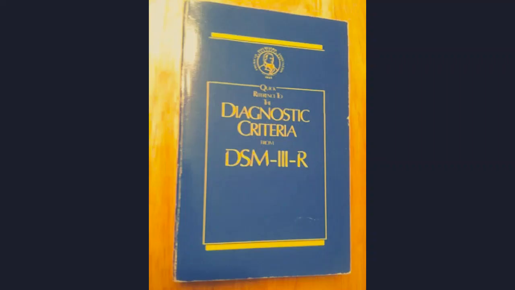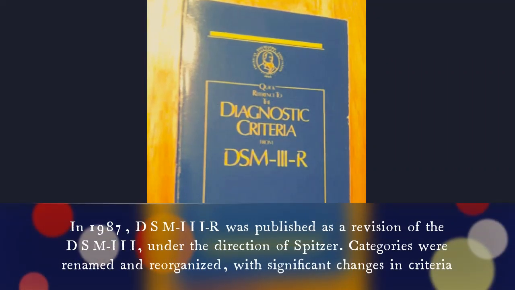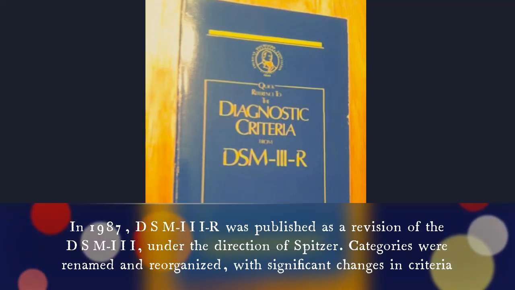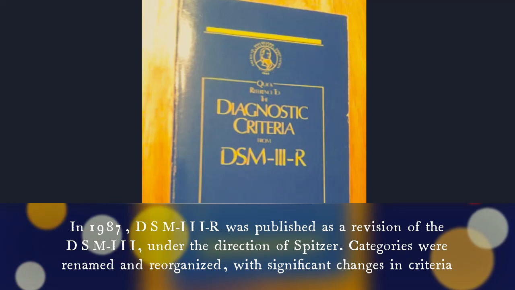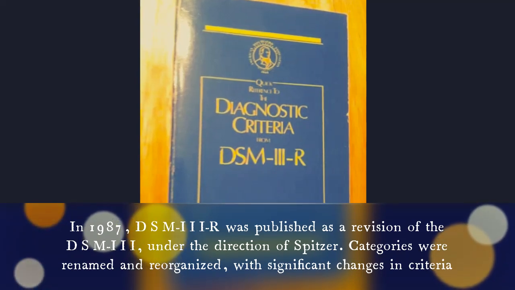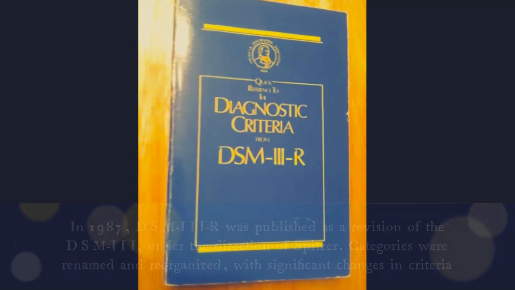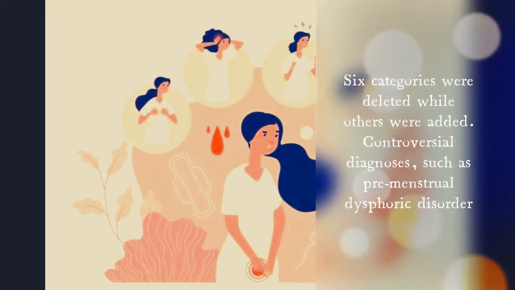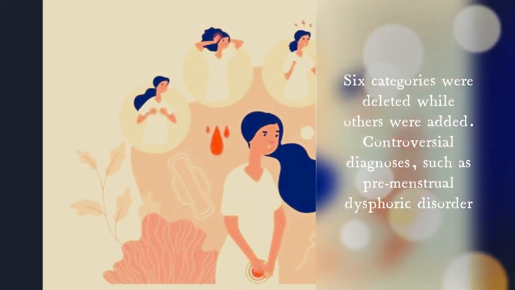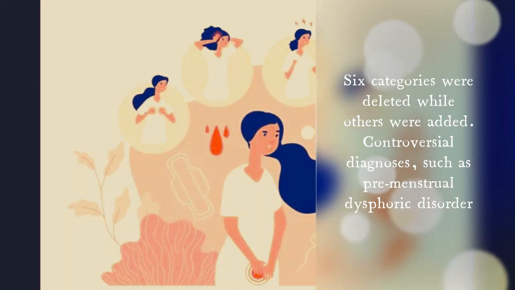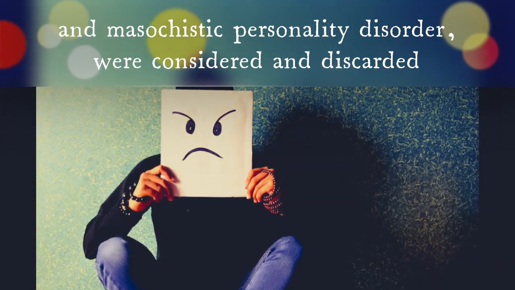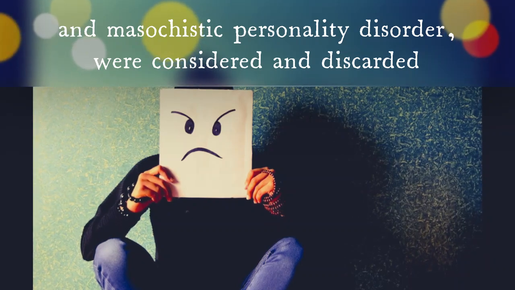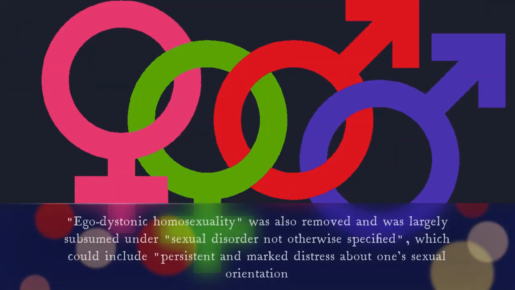Then came the DSM-III-R, the revised version. In 1987, DSM-III-R was published as a revision of the DSM-III under the direction of Spitzer. Categories were renamed and reorganized with significant changes in the criteria. Six categories were deleted, while others were added. Controversial diagnoses such as premenstrual dysphoric disorder and masochistic personality disorder were considered and discarded.